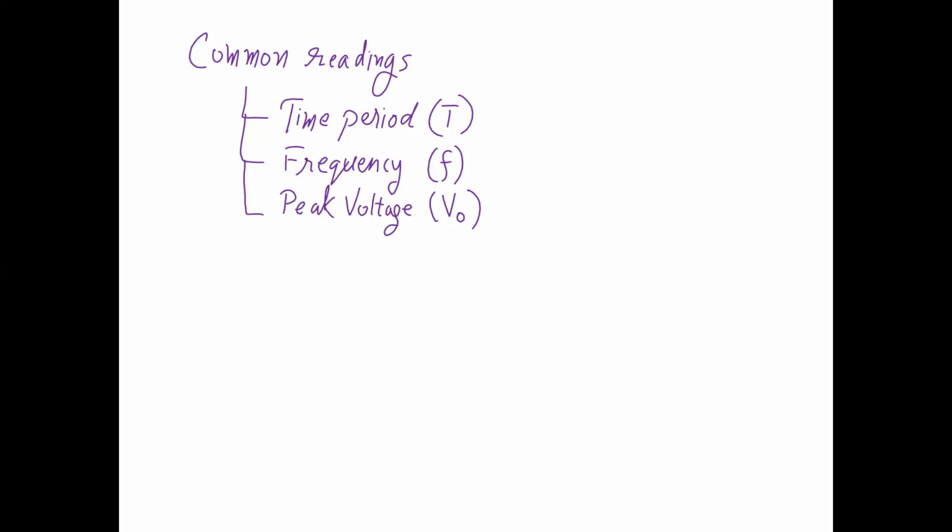Time period, frequency, and peak voltage. So in our course now, they give you MCQs where they want you to read these things: time period, frequency, and peak voltage. So after giving the heading CRO, you have to copy this. Done, sir.